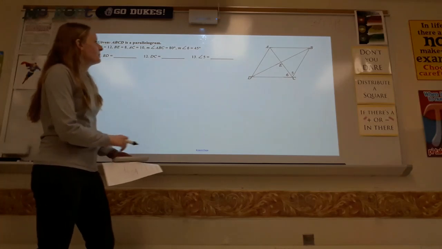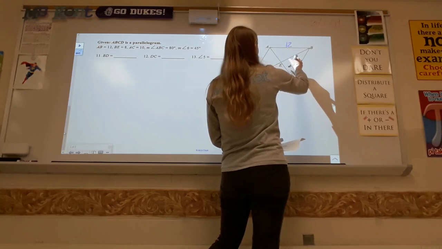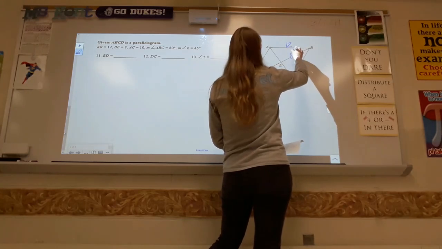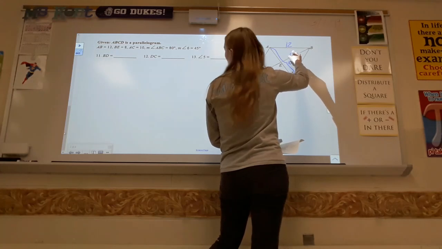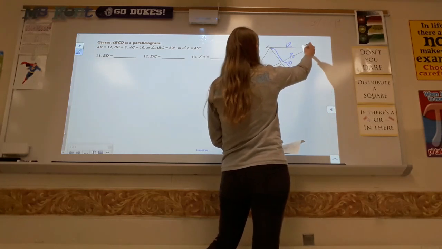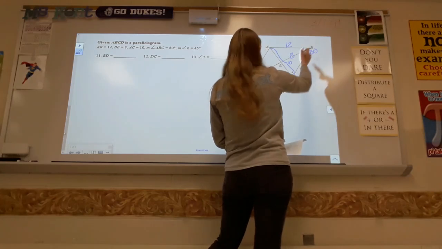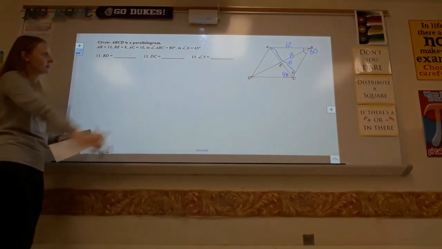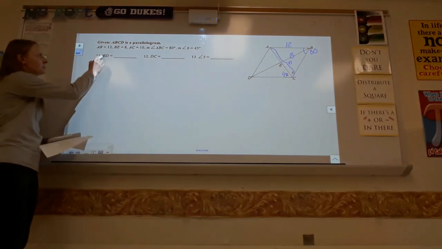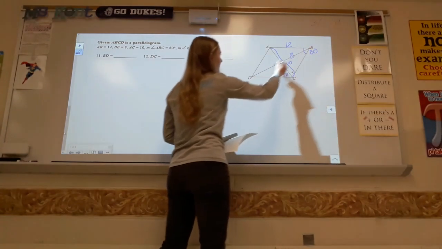So this one, they have a bunch of information here. I know that this is 12. I know that BE is 8. AC is 10. ABC, which is this full angle, is 80. And then angle 6 is 45. This is what I know. And I'm going to fill in these blanks for what I don't know. So I am responsible for finding the length of BD. So BD is this full diagonal.